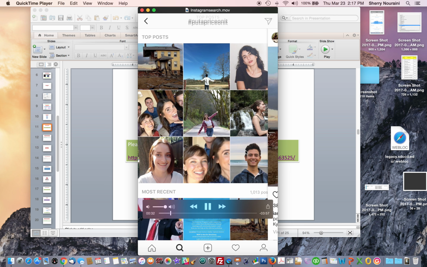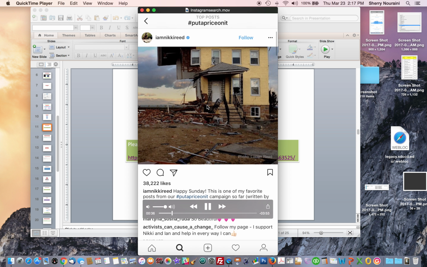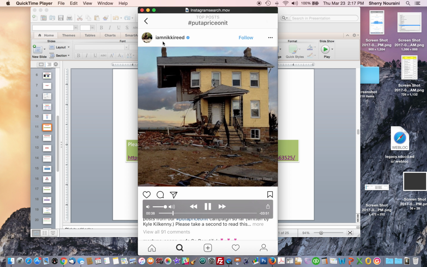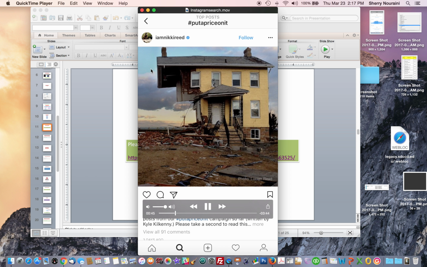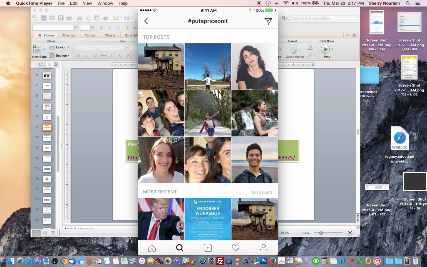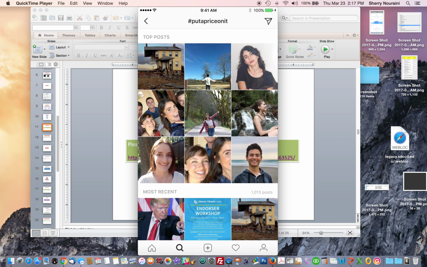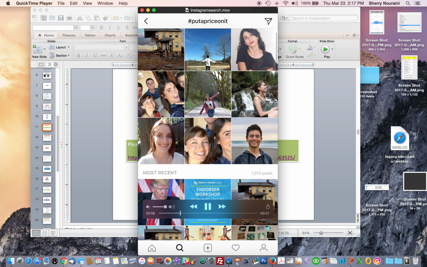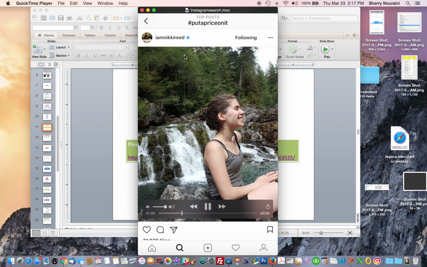The top posts are usually posts that have had a lot of interaction, and they're usually from influencers. So you see this account, Nikki Reed. She's an influencer, and she took part in the movie Years of Living Dangerously. She's involved in the "put a price on it" campaign quite a lot, and that's an initiative to put a price on carbon. So it tests our ability to find influencers, and there she is.